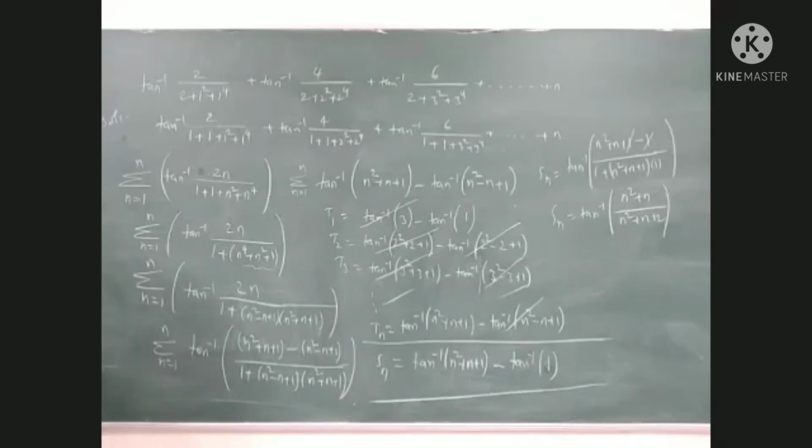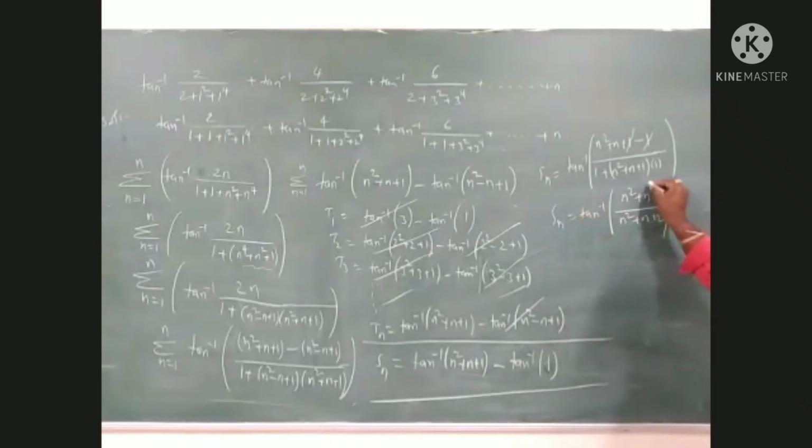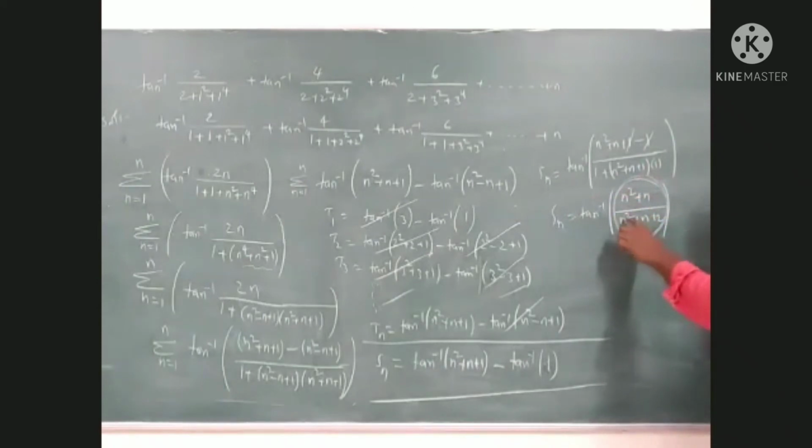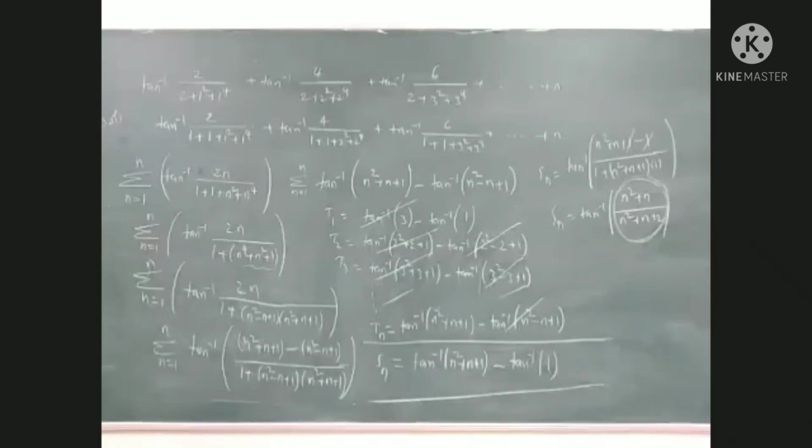Even after coming here, you can use the S infinity condition. If I use the limit n tending to infinity, the coefficient of n square and coefficient of n square, their ratio will be the answer. So 1 by 1, so tan inverse 1 I get. Tan inverse 1 will be pi by 4. By using this also you can do.